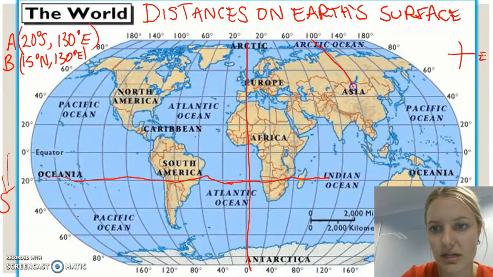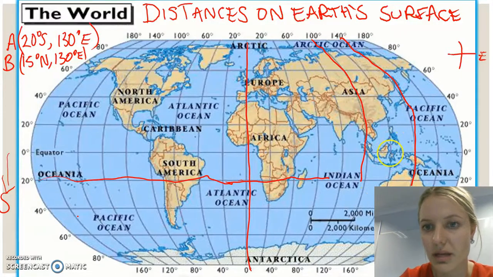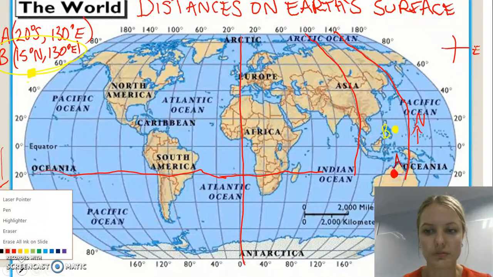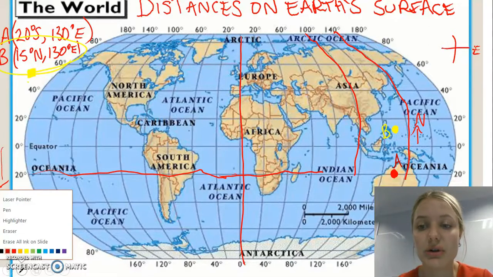Here's 100 degrees on this longitudinal line. Here's 140 degrees along this longitudinal line. 130 degrees would be about this location here. So there's location A. Location B has been shown here in yellow, 15 degrees north of the equator and 130 degrees east of the meridian. Now, you will be asked, what is the angular distance between these two locations?